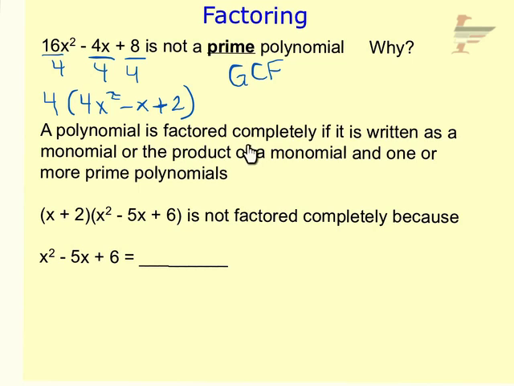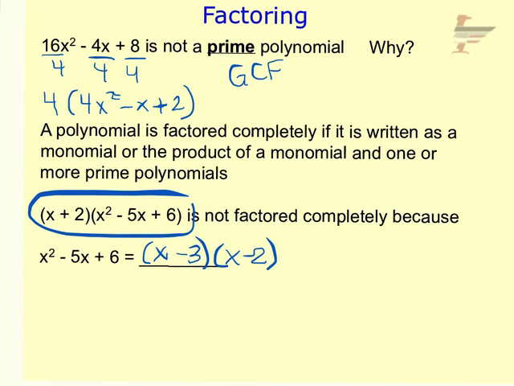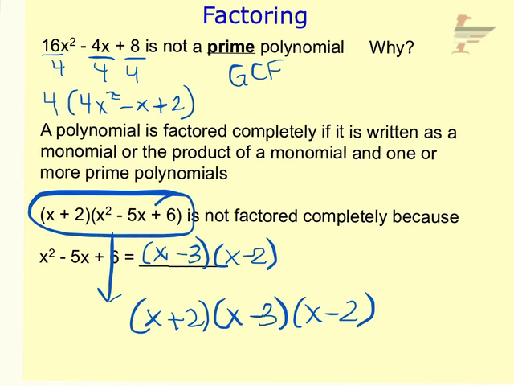Here it says, a polynomial is factored completely if it is written as a monomial or the product of a monomial and one or more prime polynomials. So here's your monomial that you pulled out, and here's your prime polynomial that you can't do anything with. This one down here is not factored completely because x squared minus 5x minus 6 can be factored down to x minus 3 and x minus 2. So this quantity is really x plus 2 and then x minus 3 times x minus 2, and now that is prime.